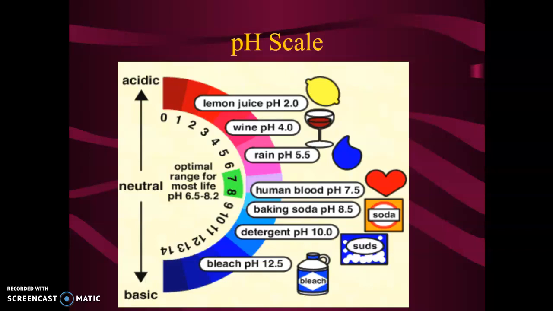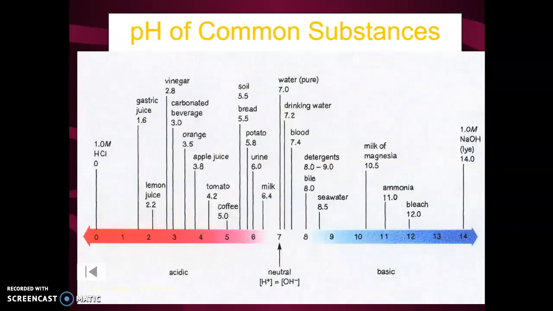Just some simple things. Lemon juice has a pH of 2. Rainwater has a usual pH around 5 to 6. Human blood actually has a pretty solid pH of 7.5. Baking soda is a very good base at 8.5. Bleach is a base at 12.5.